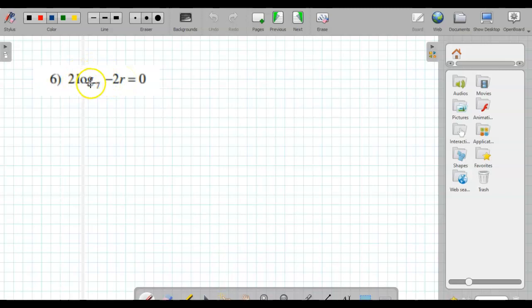you can't have a log base 7 of nothing right here. So really, if I was writing this equation, I would have put a set of parentheses around that negative 2r to show you're saying 2 times log base 7 of negative 2r. Now, there are a couple options for the way that you can solve this.